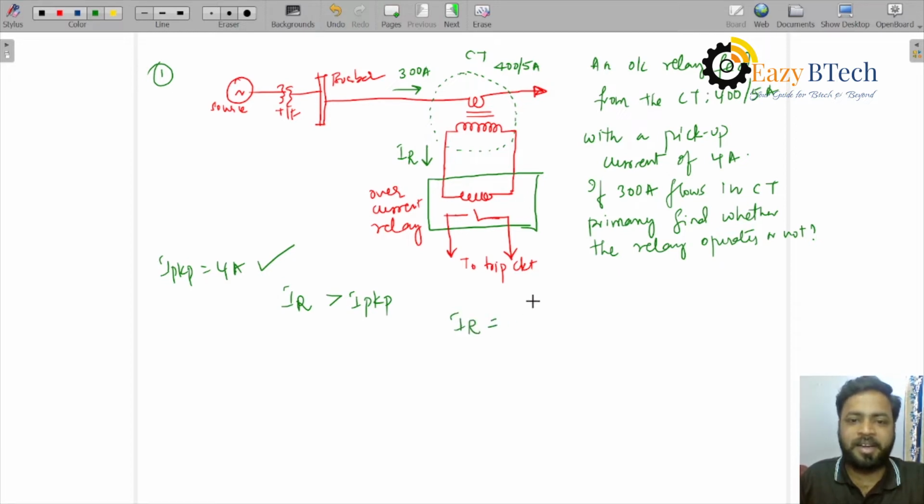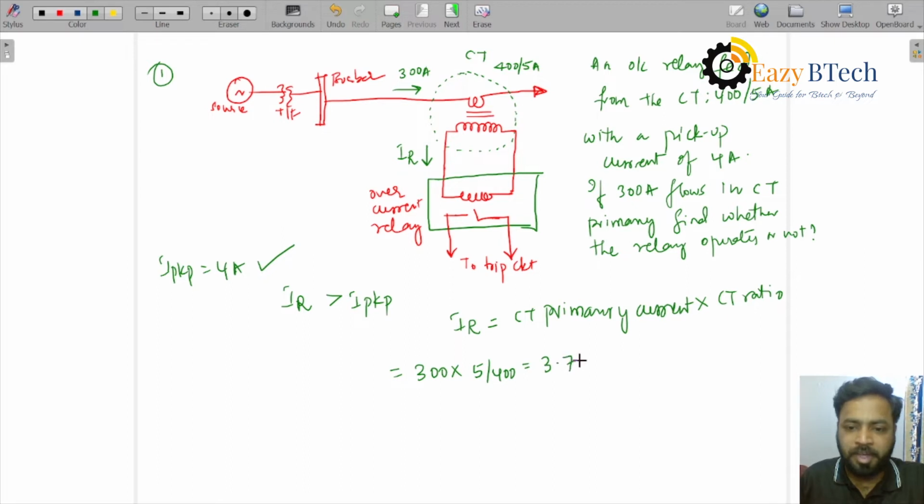See, relay coil current IR is nothing but the secondary current of the CT. So primary current of the CT is known. CT turns ratio is also known. So we can easily calculate the relay coil current. So relay coil current equals CT primary current multiplied by CT ratio. So IR will be CT primary current 300 amperes multiplied by CT ratio 5 by 400. So that will be around 3.75 amperes.